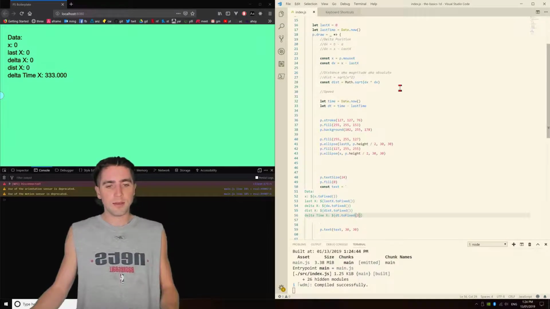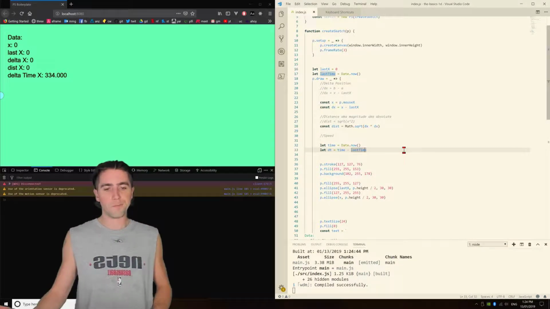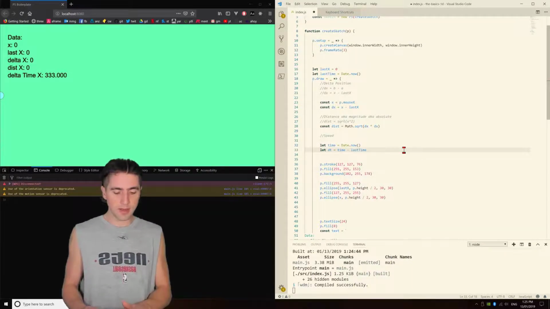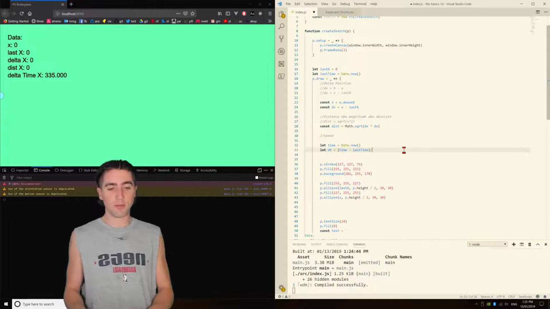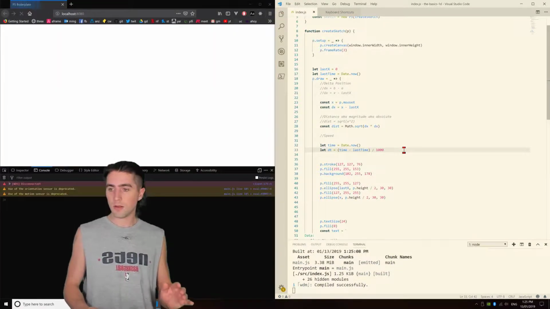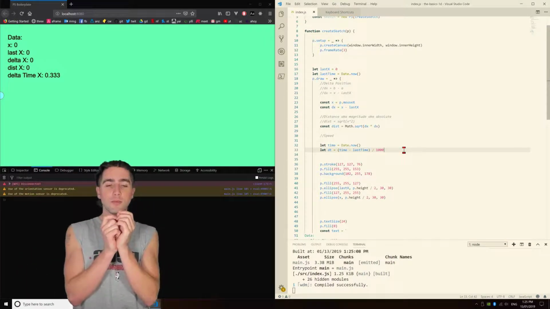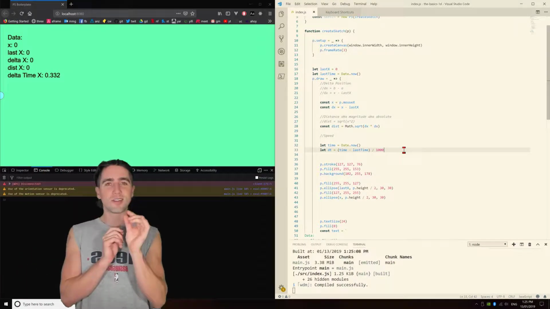I'm gonna go ahead and change that to seconds. And a really easy way to do that is just divide the whole thing by 1,000. Okay, so we've got 0.3. The delta time is 0.3.